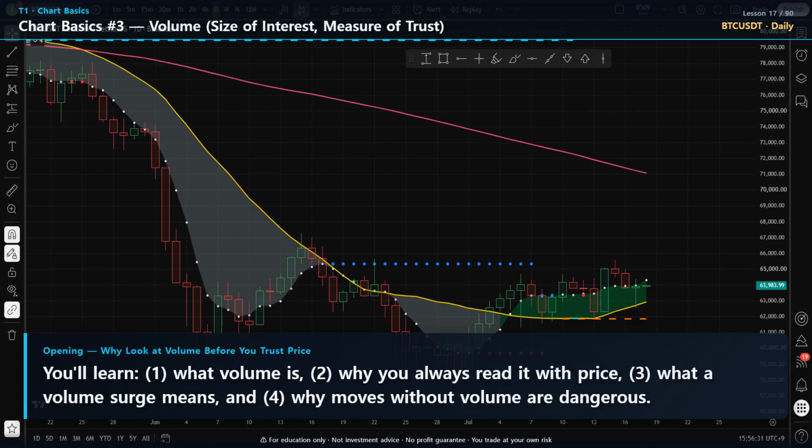You'll learn: 1. What volume is. 2. Why you always read it with price. 3. What a volume surge means. And 4. Why moves without volume are dangerous.